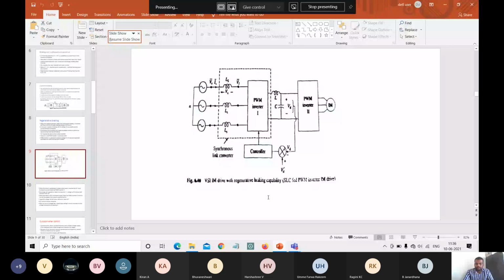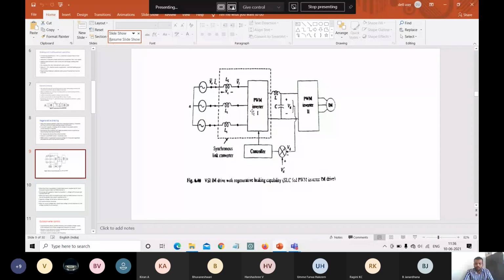Okay, here the inductor LS and PWM1 are combinedly called your synchronous link converter, shown like this. So this PWM1 inverter is operated to produce the voltage V1 of the required magnitude.